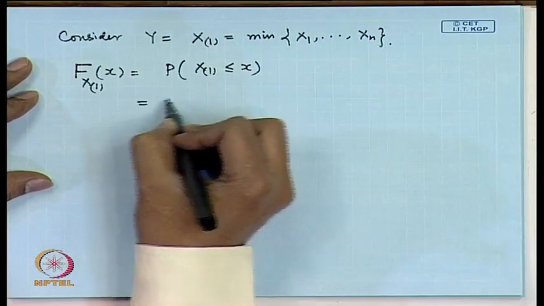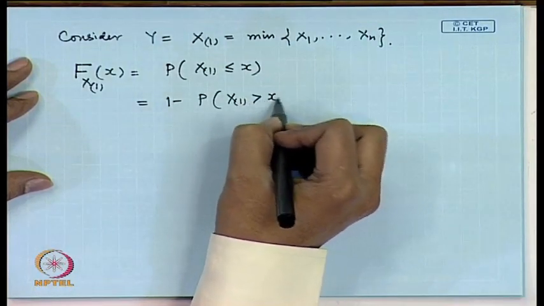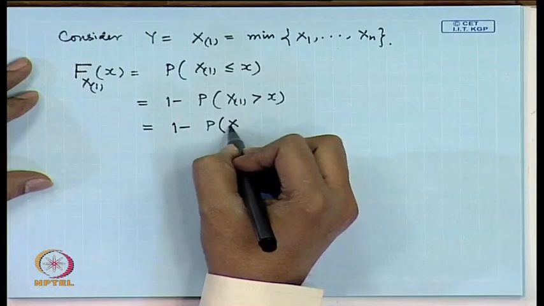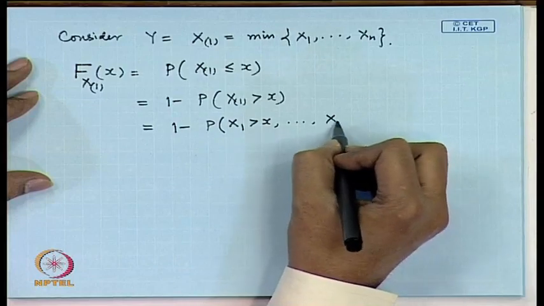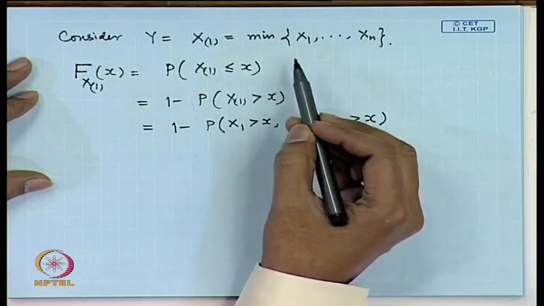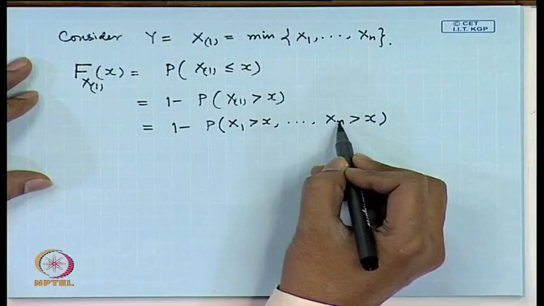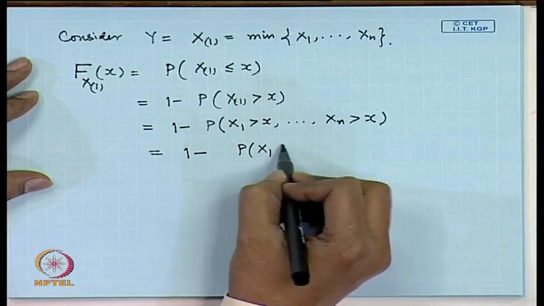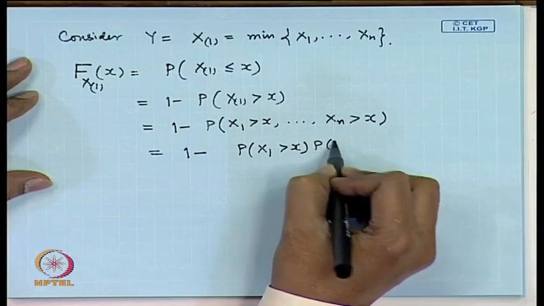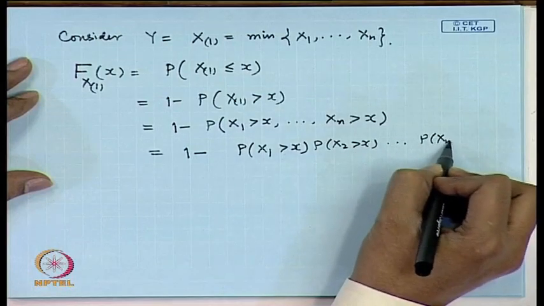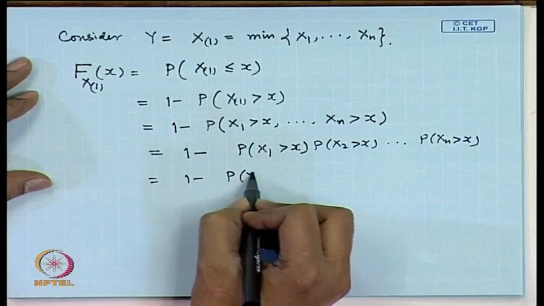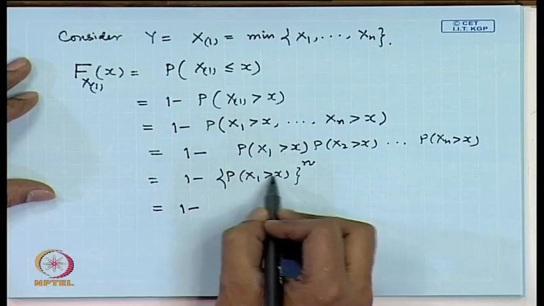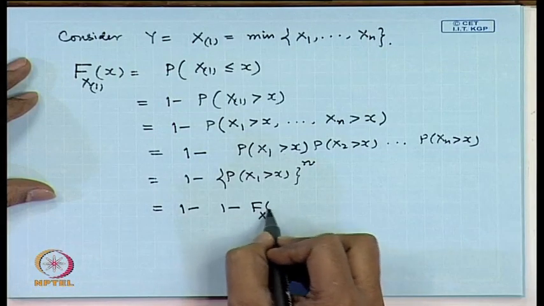This can be written as 1 minus probability of x 1 greater than x. Now, if the minimum is greater than x, this is equivalent to saying each of the x i's are greater than x. Now, here x 1, x 2, x n is a random sample, therefore, x 1, x 2, x n are independently and identically distributed random variables. So, this can be written as 1 minus probability of x 1 greater than x into probability of x 2 greater than x and so on, probability of x n greater than x, that is 1 minus probability of x 1 greater than x to the power n, that is equal to 1 minus, now this is again 1 minus CDF of x 1 itself, to the power n.